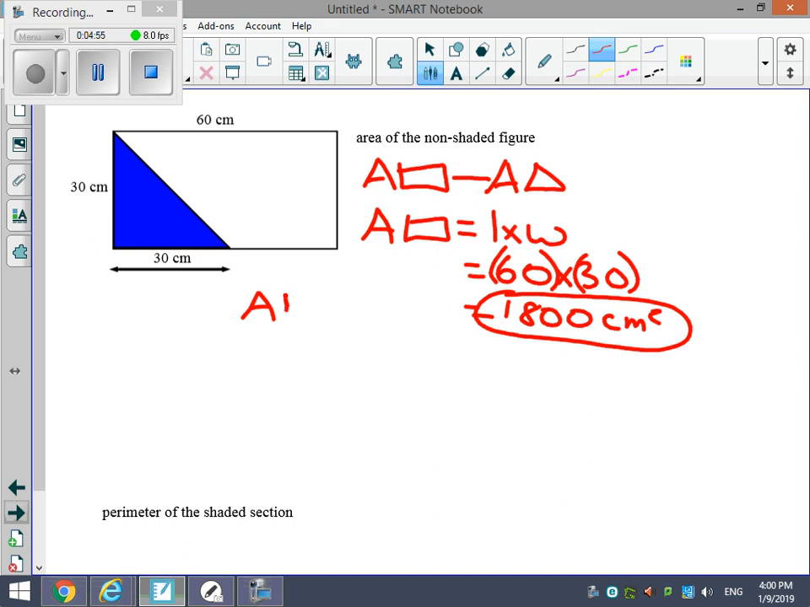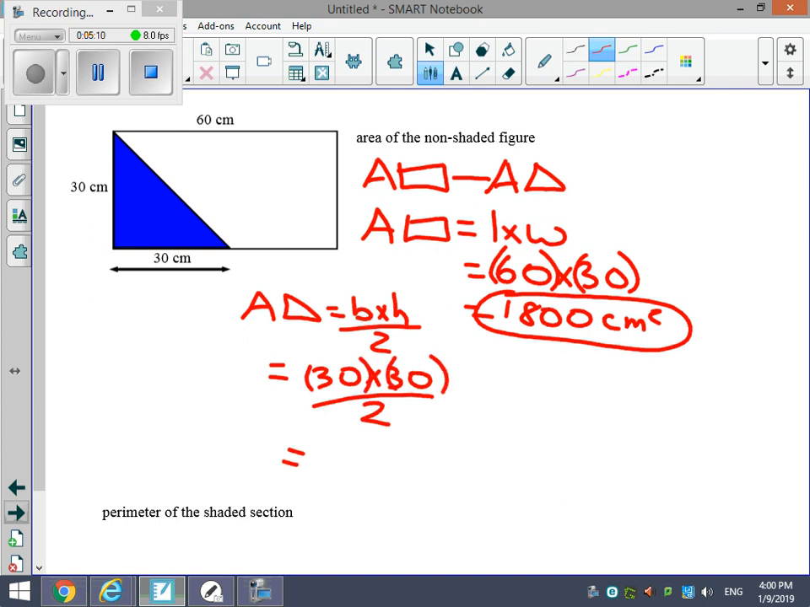Area of the triangle is base times height divided by 2. The base is 30, the height is 30, we divide it by 2. 9,000 divided by 2 equals 4,500 meters squared.